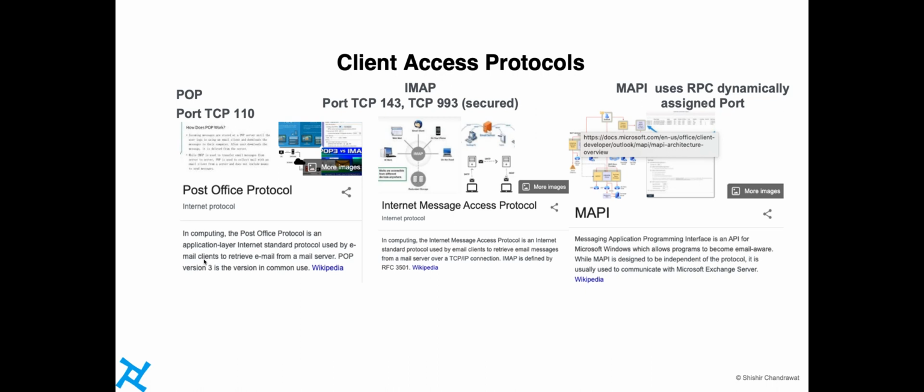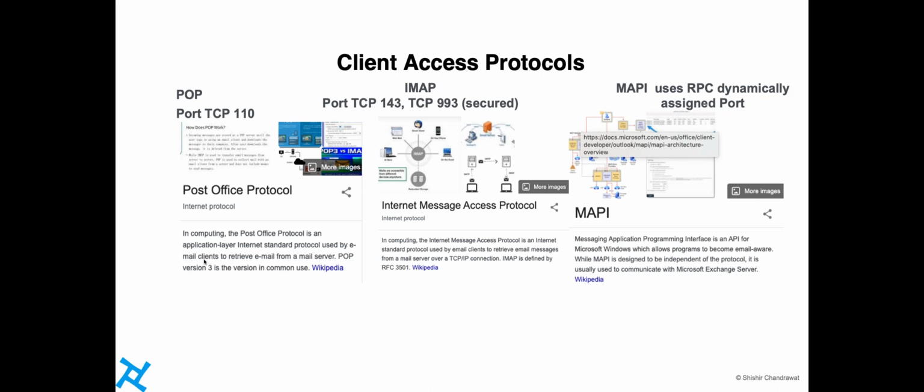Once again, the port number for IMAP is 143 if it is running unsecured or without encryption. But if you are running IMAP traffic over a secure channel or an encrypted channel with a certificate, then the port number it uses is 993. So these are the client access protocols for IMAP.